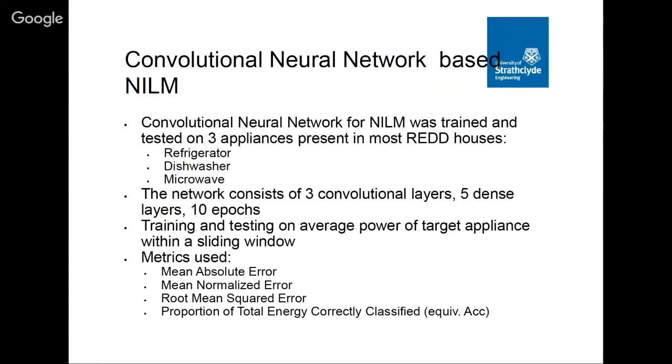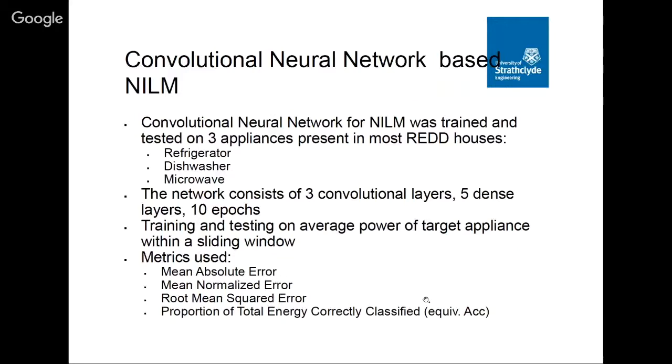This is a bit more recent work on our deep learning. So we use a CNN approach. We tested it on REDD houses. It was trained on all three REDD houses, I think, and tested on all three as well. And we did the refrigerator, the dishwasher, and microwave because they're present in all the houses. The good thing here, we only try to keep it as simple as possible. We only use 10 epochs. We want to keep it simple just to see what the errors were.